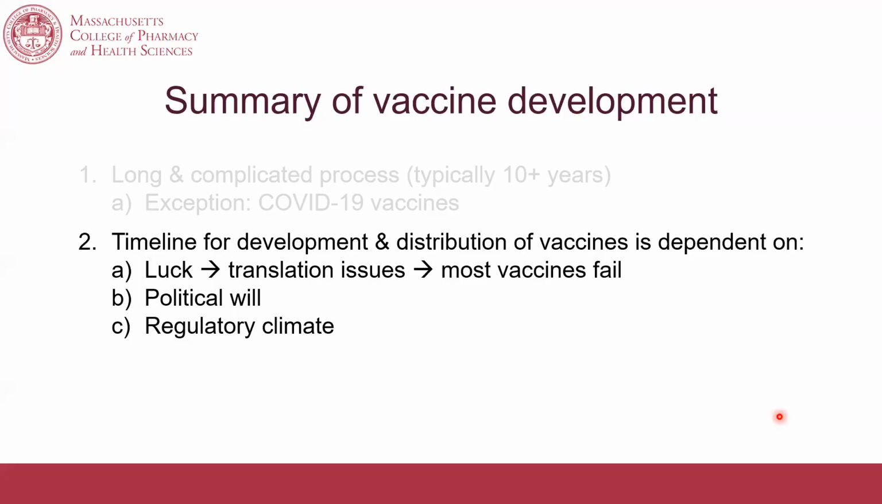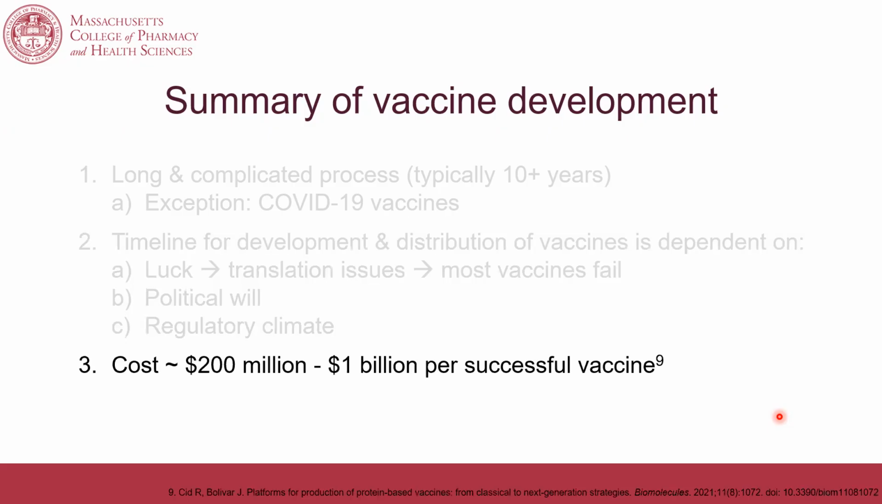Also, it's really dependent on political will and the regulatory climate. Did the vaccine company work with the FDA or regulatory bodies to develop the protocols? If so, then their approval is much faster. And of course, if there are other circumstances like a global pandemic, then you definitely have political will and a fast regulatory climate to get the vaccine out there if it's efficacious. Like I mentioned, this is the most recent data I can find. Vaccine development costs around $200 million to $1 billion per successful vaccine, which isn't crazy.